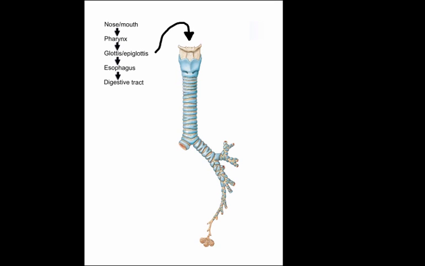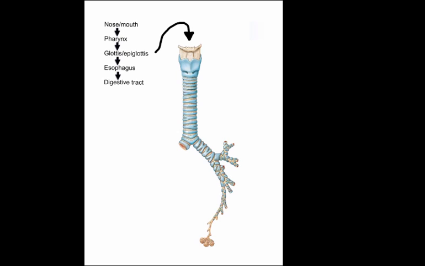Let's look at the overall structure of the respiratory system. Air enters through the mouth or nose and it can move to the back of the oral cavity to the pharynx. From here it can go in one of two directions. It can move down the esophagus into the digestive tract, or it could pass through the airway.